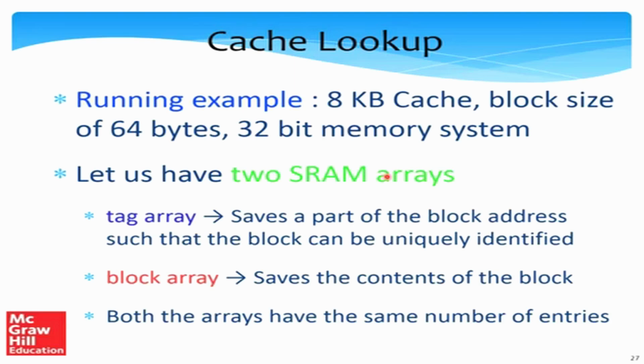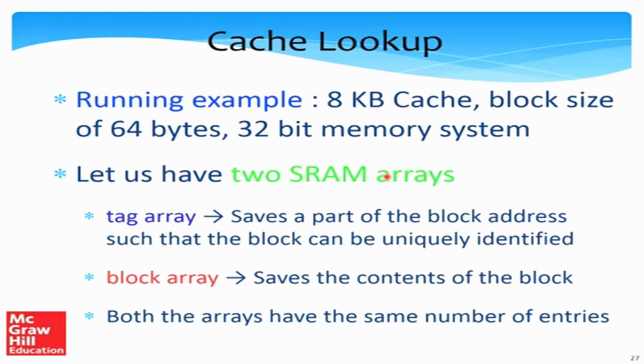Furthermore, inside the cache, let us have two SRAM arrays, two arrays of SRAM cells. Let's have a tag array which saves a part of the block address such that we can uniquely identify a block. So a tag array just contains a part of the address.